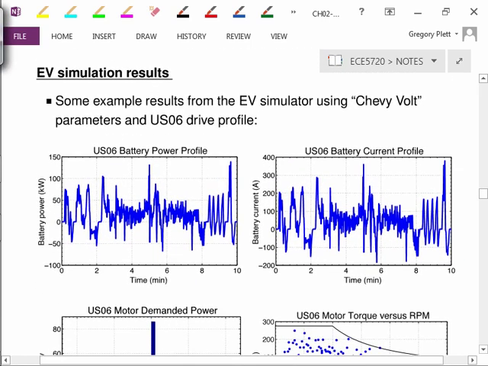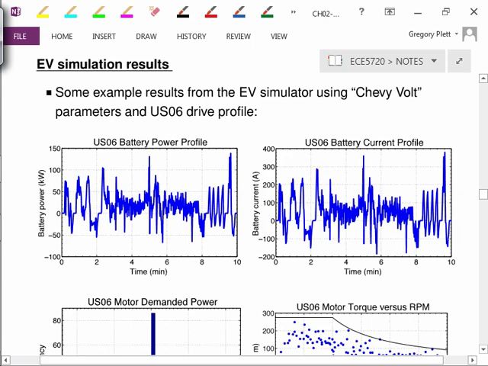So this is the EV simulator using the Chevy Volt parameters, "Chevy Volt" in quotes, because it's just approximated, and the US06 drive profile. A couple sections ago we saw the US06 profile, and we learned that despite everything I told you in the last course, the profile is not current versus time. In fact, it is vehicle speed versus time. And now you know that in order to get current versus time, you need a vehicle simulator that tries to approximate the speed versus time and then derives from that what current versus time must be. And that's exactly what we did here.